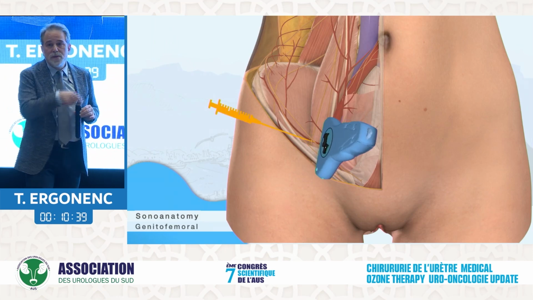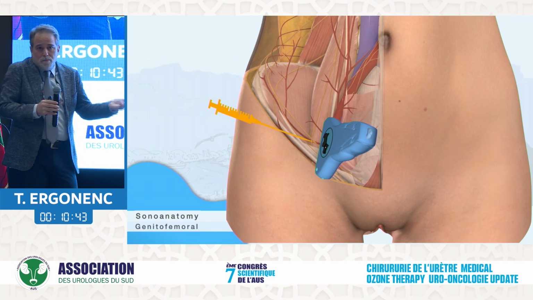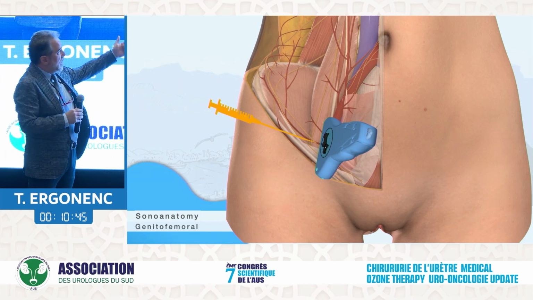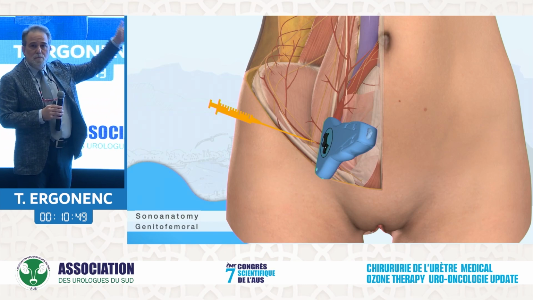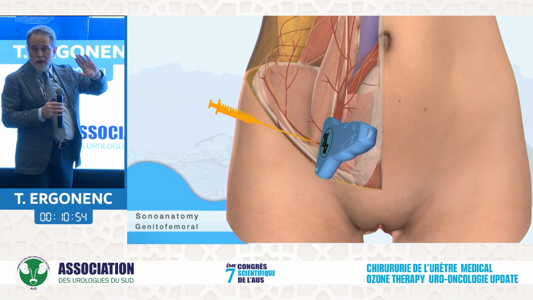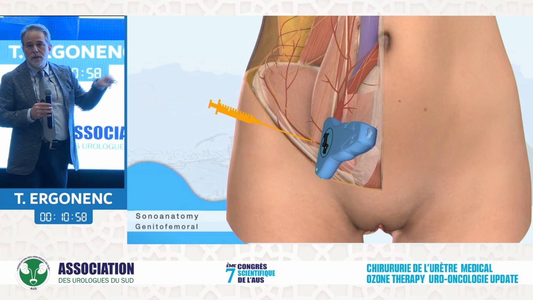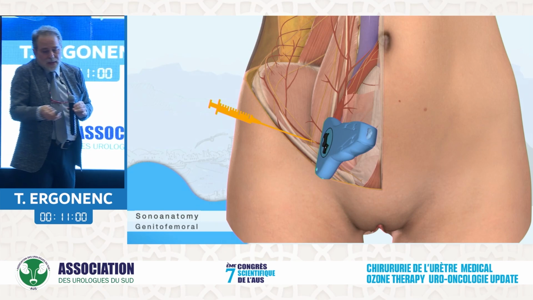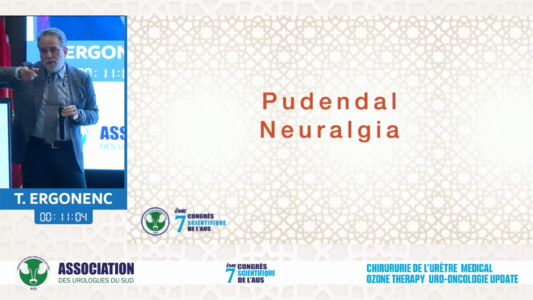You can do your procedure with the out of plane technique. What does out of plane mean? Probably you know the out of plane technique. This is the out of plane technique. Your transducer beam goes directly to the anatomic structures, but your needle is perpendicular to your transducer. This is the out of plane technique, you know. If your transducer is parallel to your needle, it's the in plane technique.